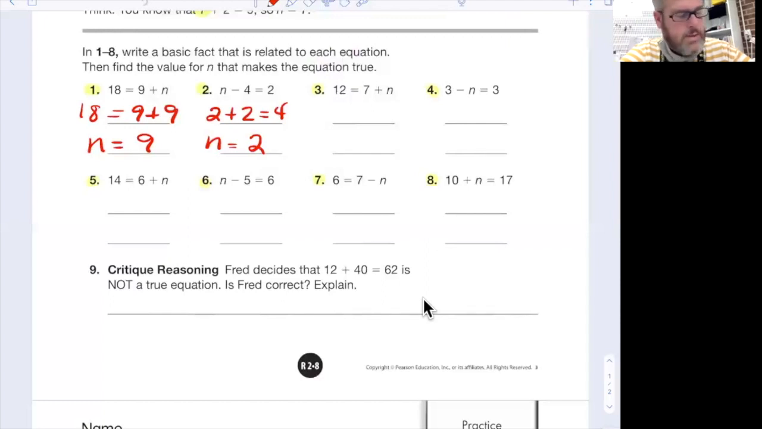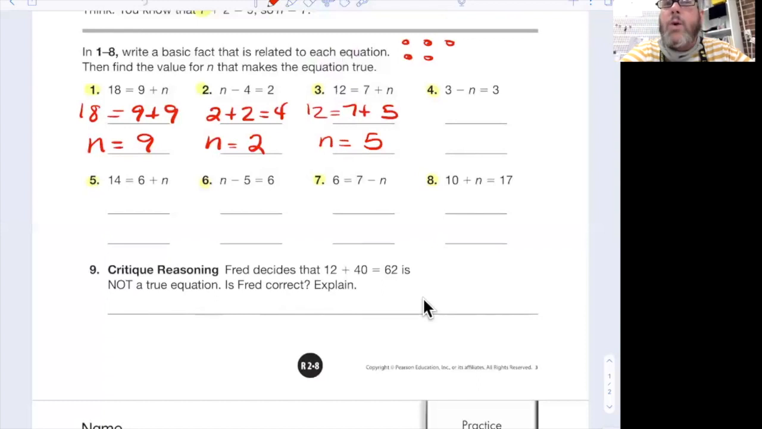12 equals 7 plus n. I have 7. I want to get to 12. What can I do? I could draw a picture. I could say 7, 8, 9, 10, 11, 12. How many pictures did I draw? I drew 5. So I know 5 works in there. 7 plus 5 equals 12. So n equals 5. 5 is my answer.